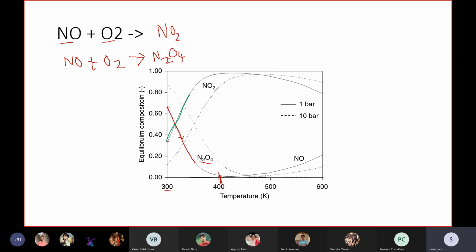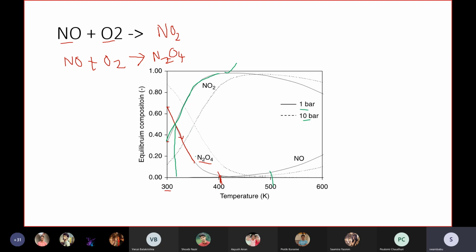But when it crosses roughly 320 Kelvin, NO2 dominates. At temperatures close to 400 Kelvin, NO2 is very high and N2O4 is very, very low. So this equilibrium data suggests that we need to carry out this process at temperatures between 400 and 500 Kelvin. If you go beyond, again, if temperature increases, the N2O4 concentration increases again. Whether at 1 bar pressure or 10 bar pressure, the trend will be similar.